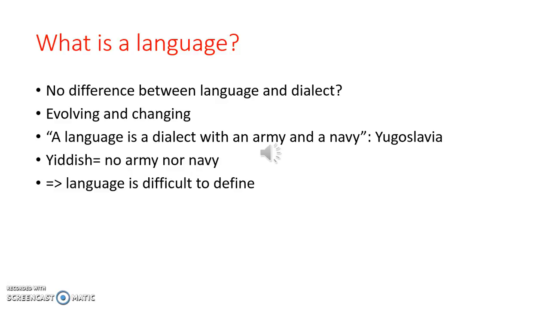And if you refer to Yugoslavia, a couple of years ago, Yugoslavia was one country. They had an army and a navy. But now Yugoslavia is divided into several different countries, Serbia, Bosnia, and so on. And all of these separated countries have an army and a navy. But their language is not really a language, it is a dialect of the Yugoslavian language. Max himself is Yiddish, and the Yiddish people don't have an army nor a navy. But Yiddish is recognized as an official language, so we can state that a language is difficult to define.